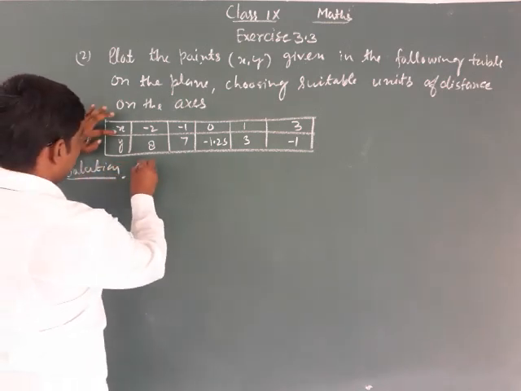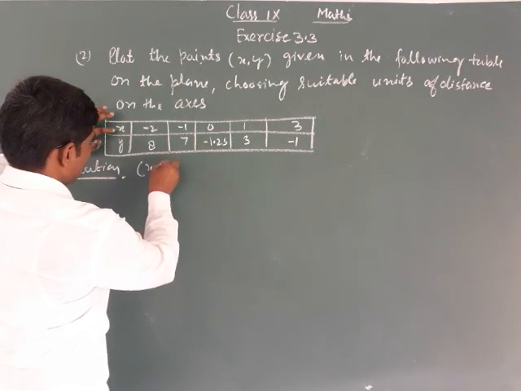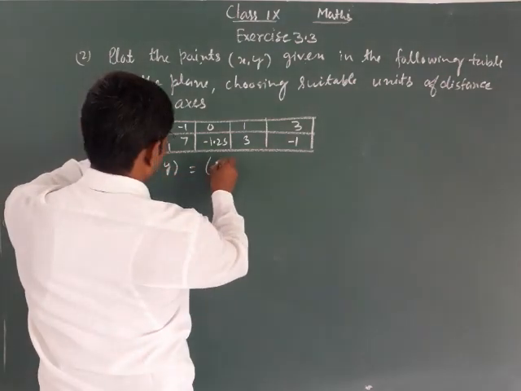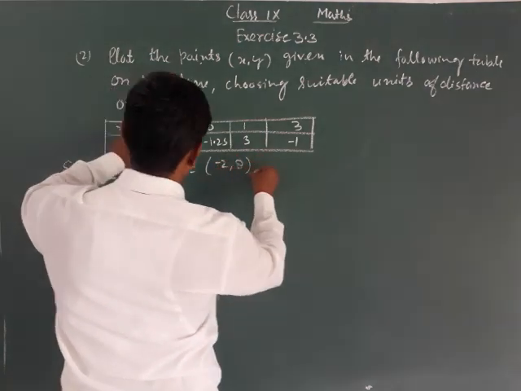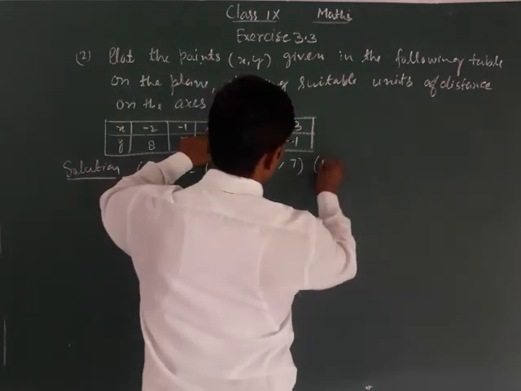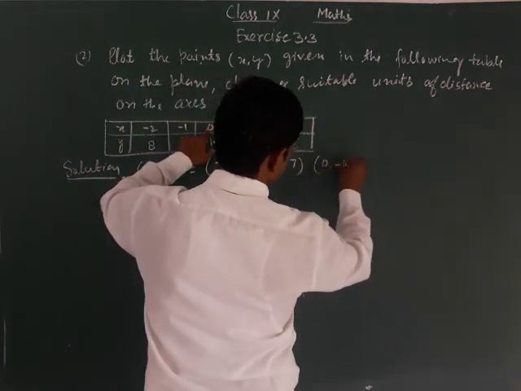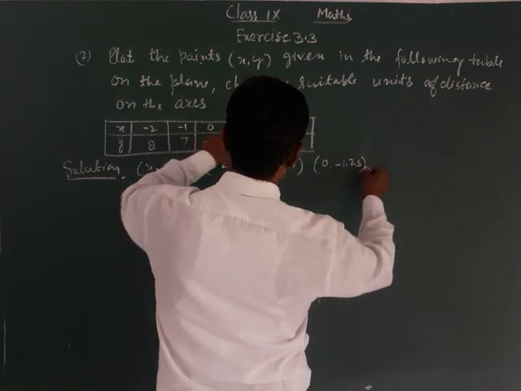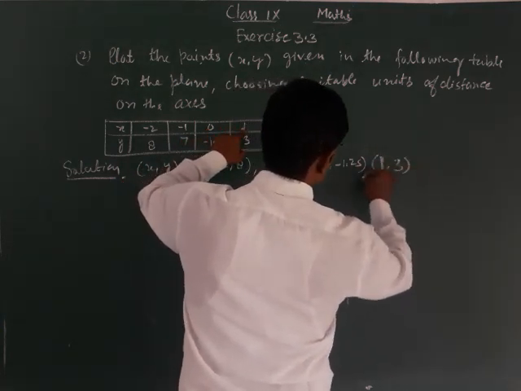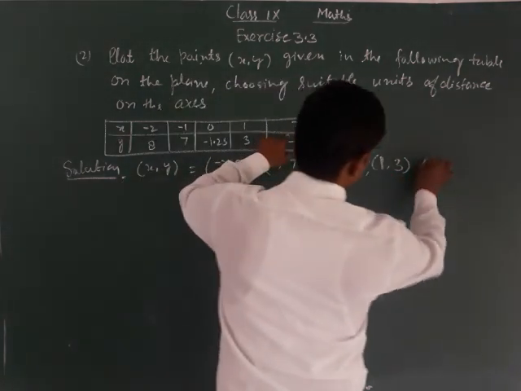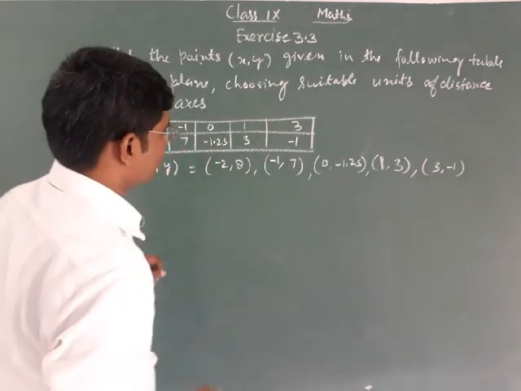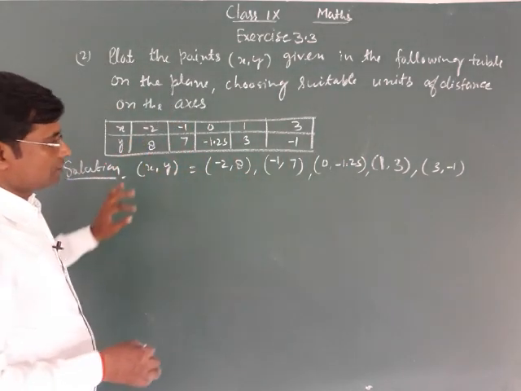So now the points (x, y) are (-2, 8), (-1, 7), (0, -1.25), (1, 3) and (3, -1). So now represent them on the Cartesian plane.